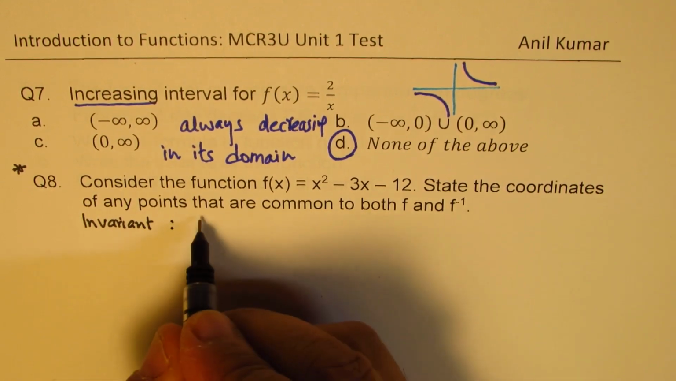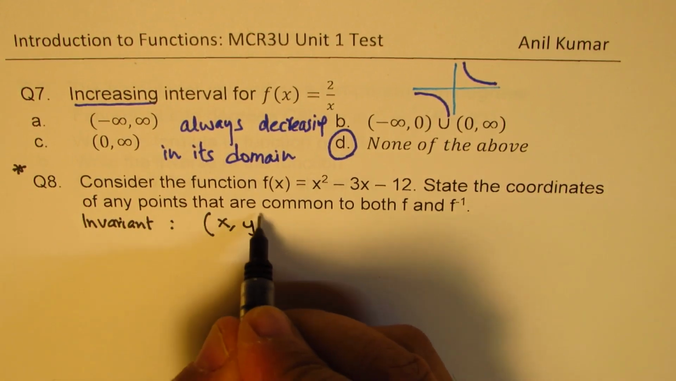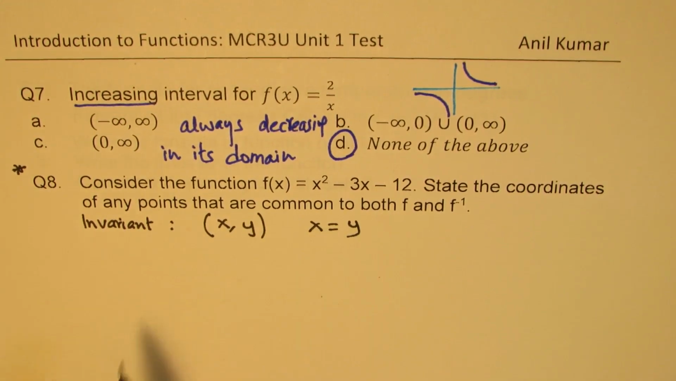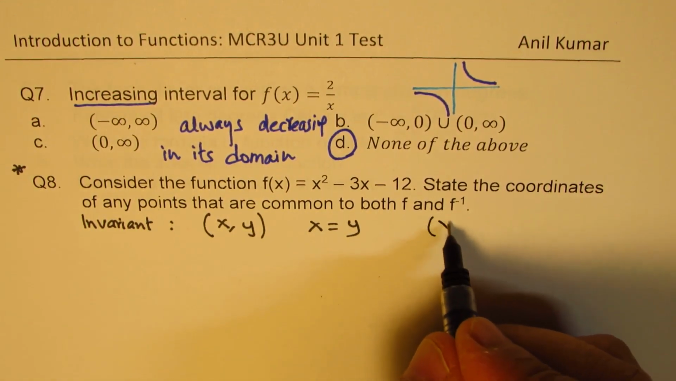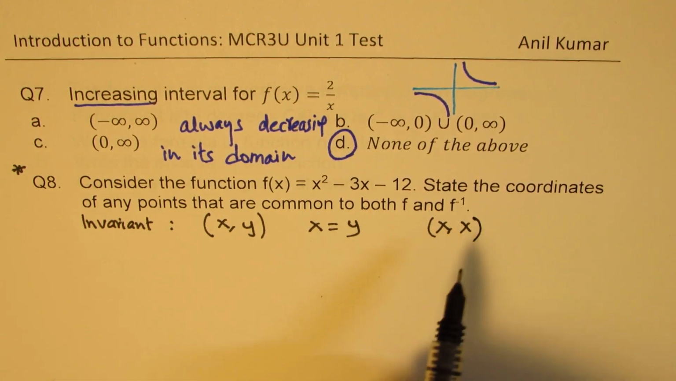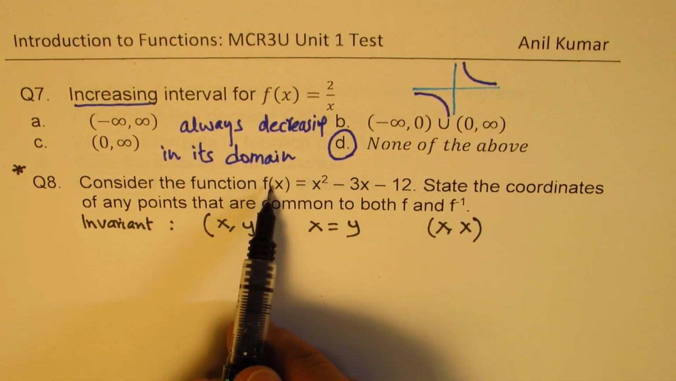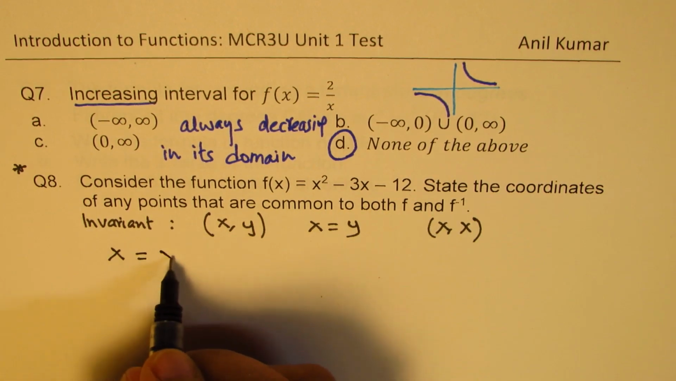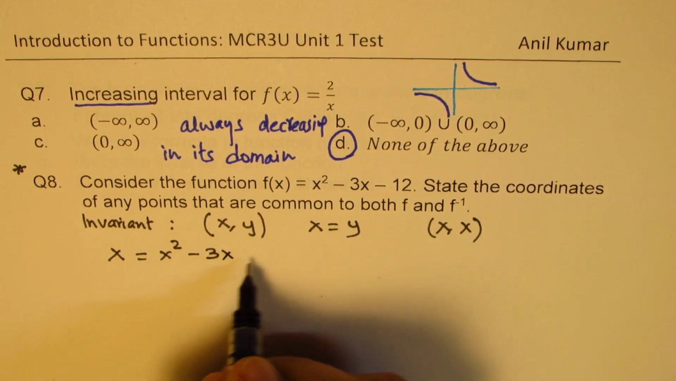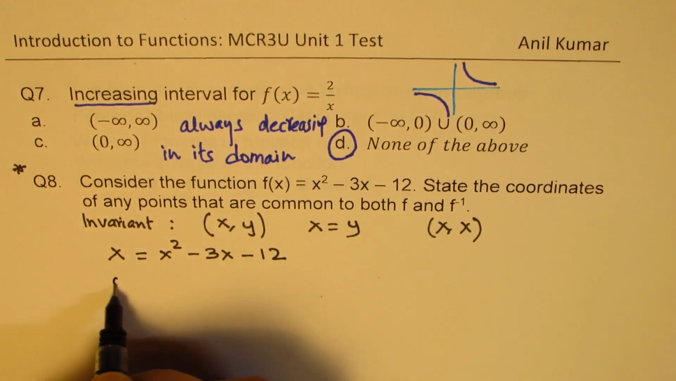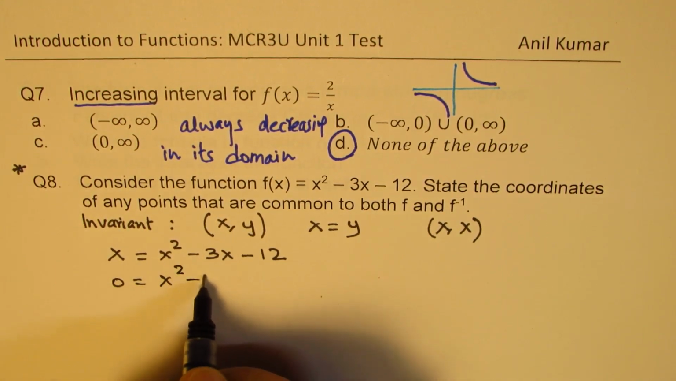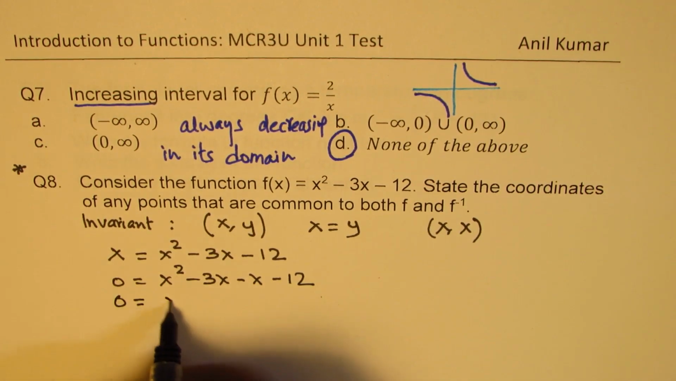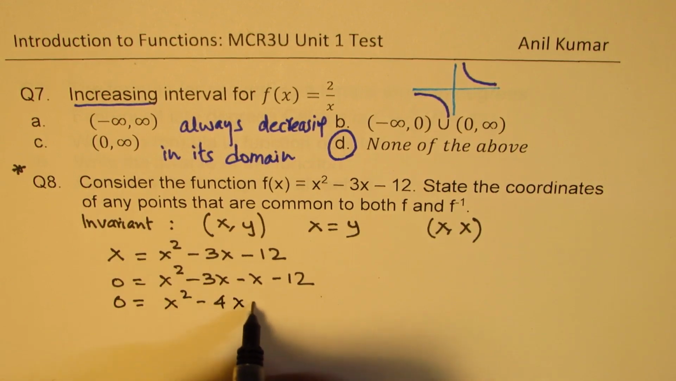Now in this case, the point normally is x and y. Invariant will be when x equals to y. Is that okay? So that is kind of important. That means we're looking for something like x comma x, correct? So what we will do here is substitute x for f of x and then find the value of x. So let's do this. So x equals to x squared minus 3x minus 12. We can say 0 equals to x squared minus 3x minus x minus 12, which is 0 equals to x squared minus 4x minus 12.